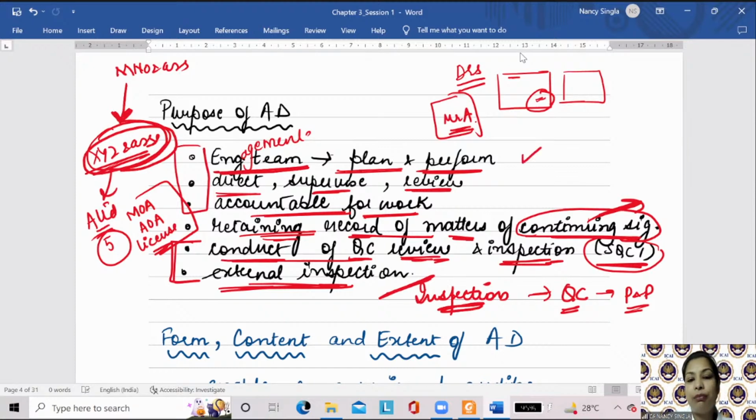Engagement team. That it helps to plan and perform, helps to direct, supervise and review, and who is accountable? It helps in that. Further, there are matters of continuing significance. Many of you have written future audits, so this is related to that only. And the next 2 points are relating to what? Inspection, internal and external. I hope it is clear.